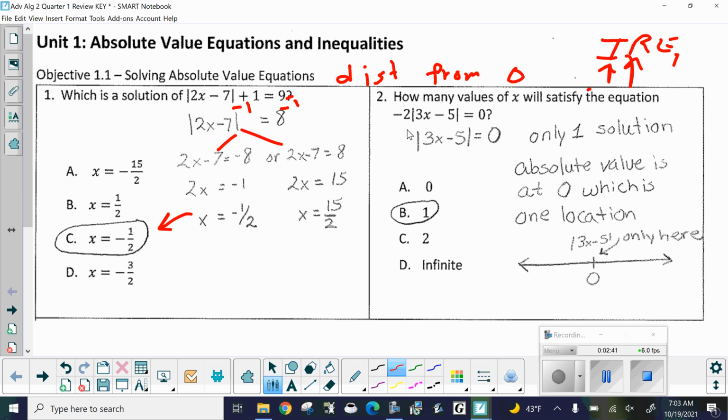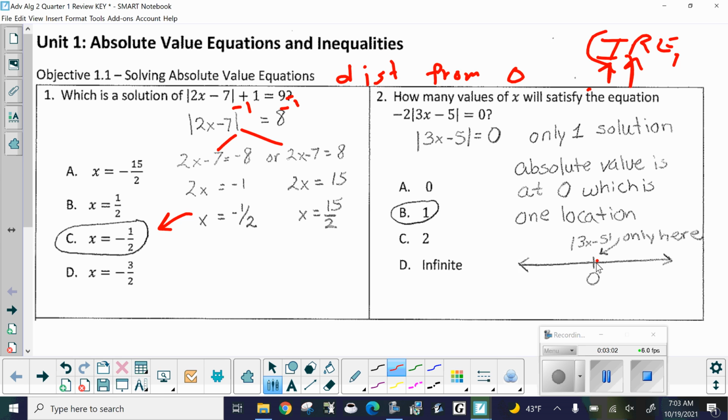Number 2. How many values of x will satisfy the equation? Now remember again, we're talking about the distance from 0. First, I have to isolate. So I divide both sides by negative 2, and I wind up with the absolute value of 3x minus 5 is 0 steps from 0.